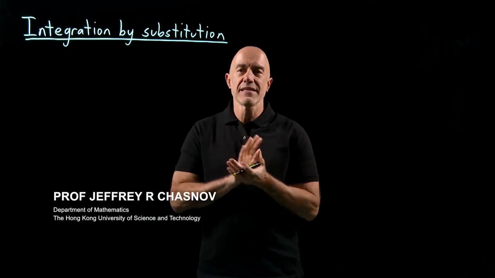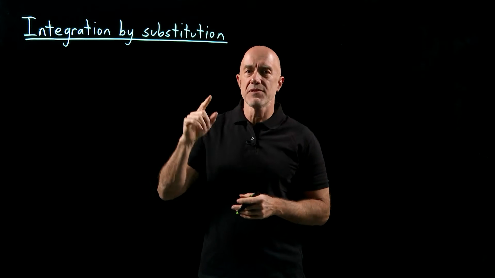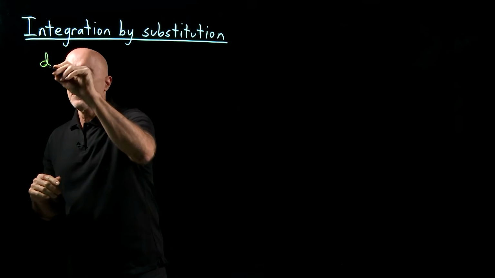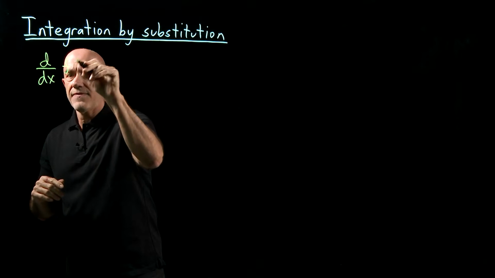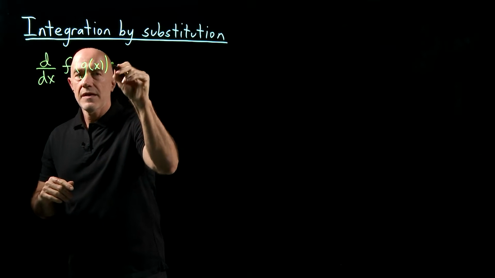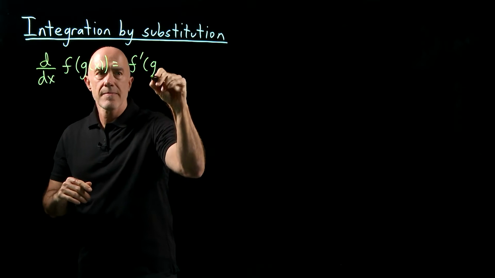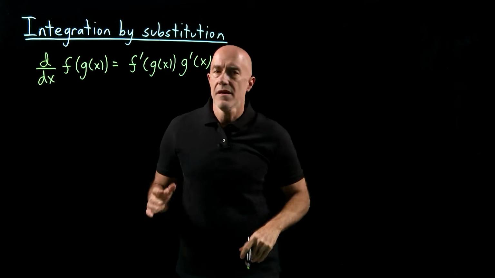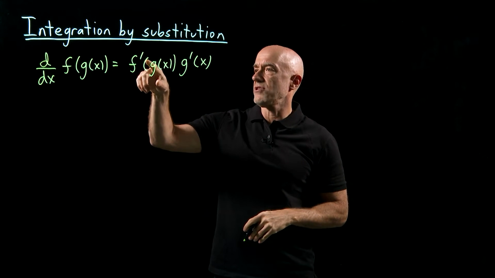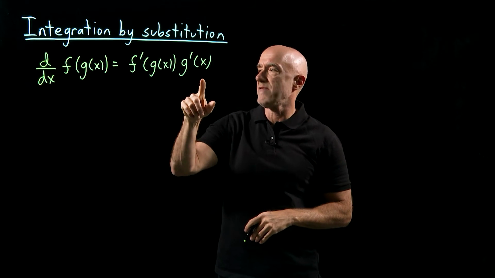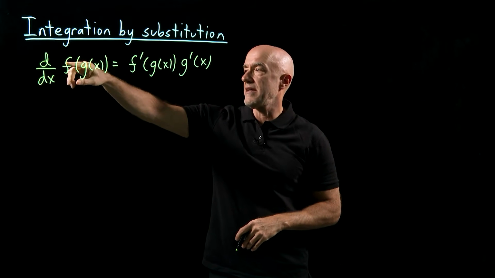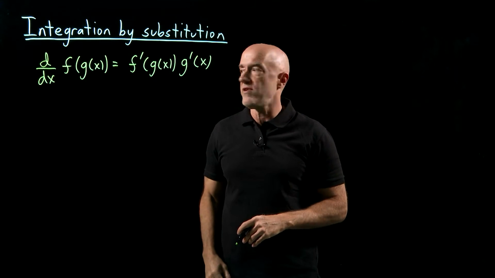Now let's learn some techniques to integrate more complicated functions. We'll start with integration by substitution, which is based on the chain rule. So recall the chain rule: the derivative of f of g of x equals the derivative of the outside times the derivative of the inside. So if we're integrating a function that looks like f prime of g of x times g prime of x, then that becomes the derivative of f of g of x, and then we can integrate using the antiderivative.